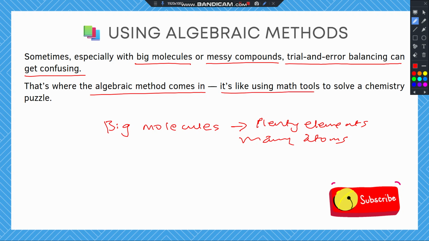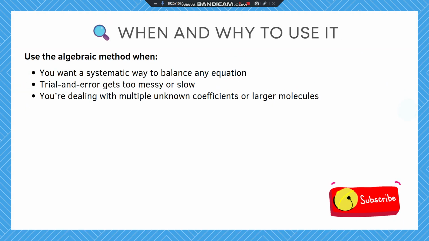It's like using math tools to solve a chemistry puzzle. So we're going to be going into details step by step about what the algebraic method entails. We'll solve a couple of questions and then draw the curtains on today's video. So let's get into the first step: the reasons why and when you must use the algebraic method.